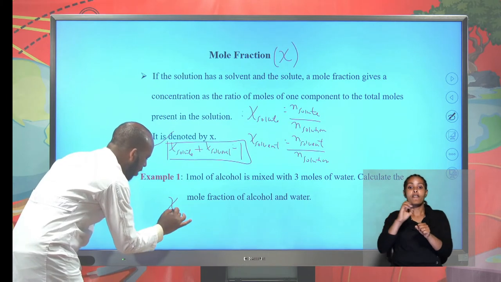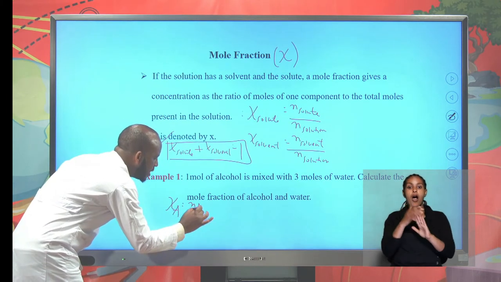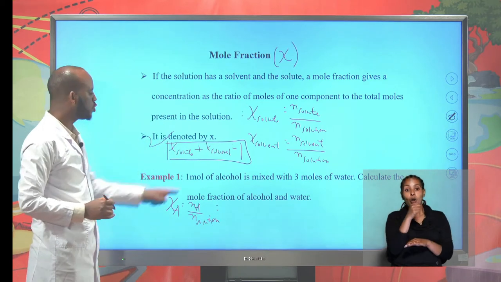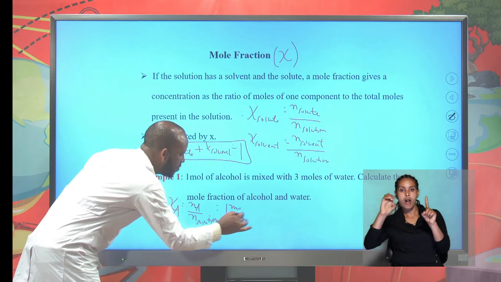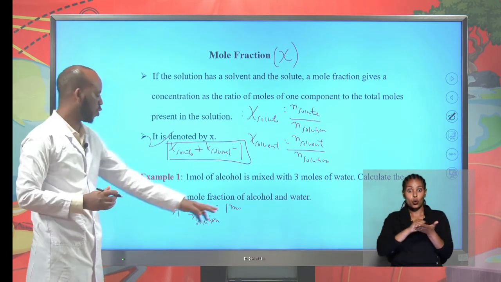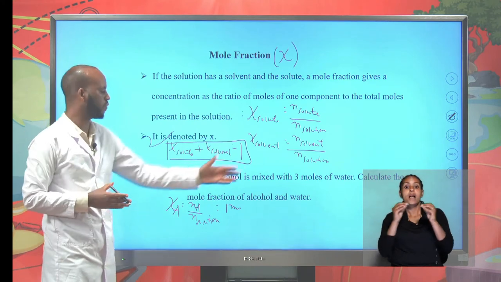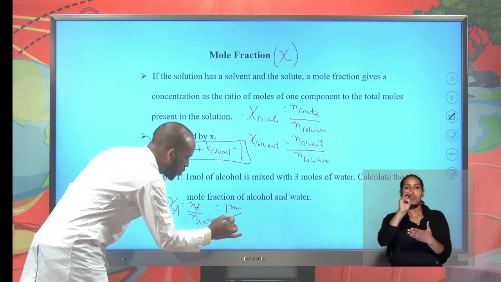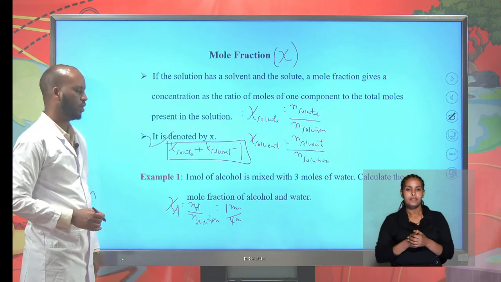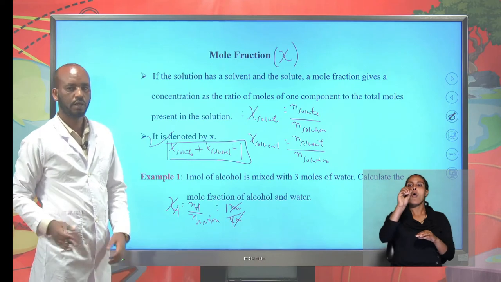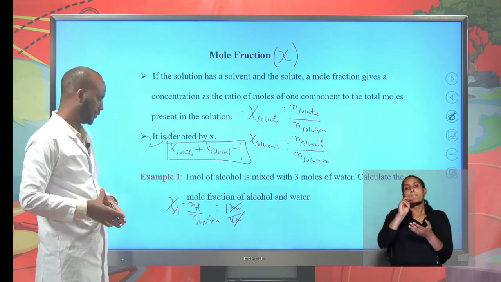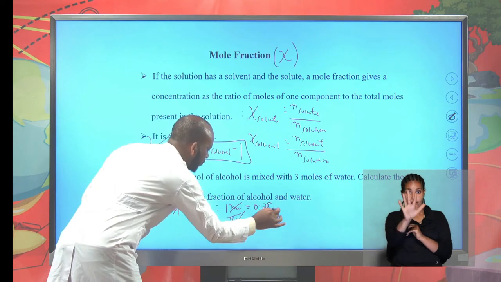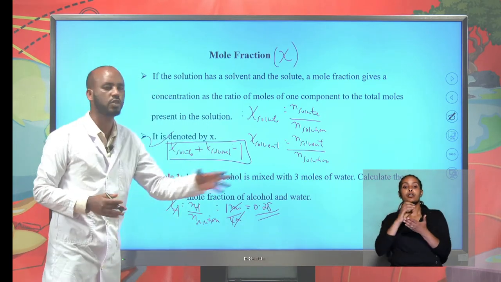Mole fraction of the solute, mole fraction of alcohol, equals number of mole of alcohol divided by number of mole of solution. Number of mole of alcohol is 1 mole, divided by number of mole of solution. Number of mole of solution is number of mole of solute plus number of mole of solvent, which is 1 mole plus 3 mole, is 4 mole. Mole will be cancelled by mole. Therefore, mole fraction has no unit. 1 divided by 4 is 0.25. This is mole fraction of alcohol in this solution.